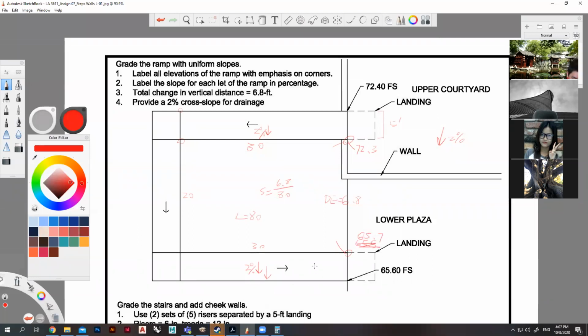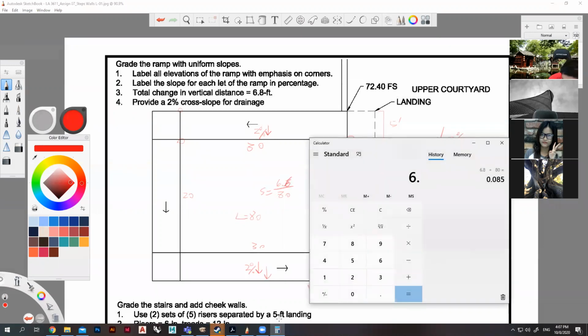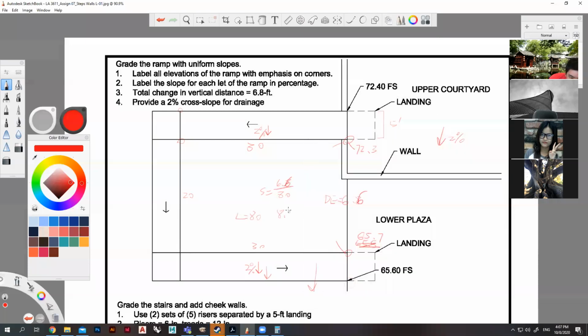Because the slope is going down this way and this one is lower, so this one has to be higher. So we add 1.1 there. Okay. So this one is 6.6 as your DE. So 6.6 here. And you get 8.25 as your general slope. So you label that 8.25 and 8.25.